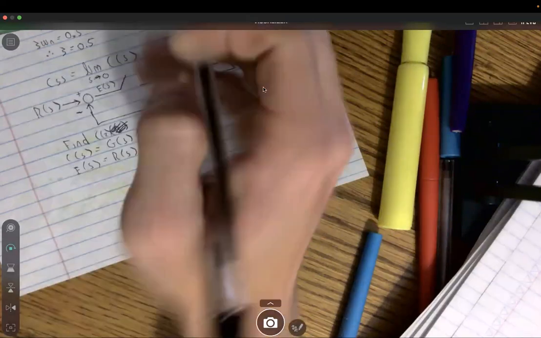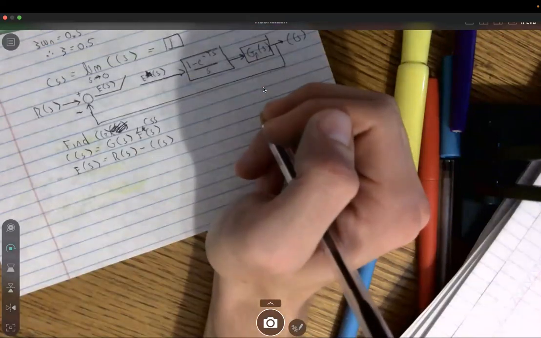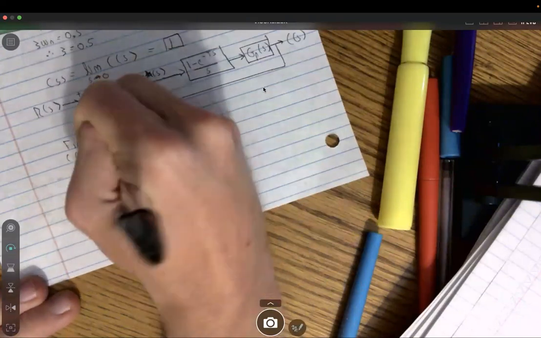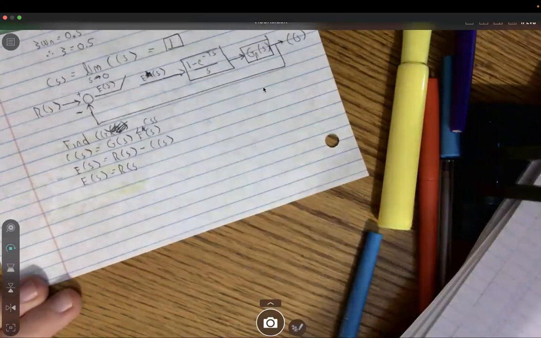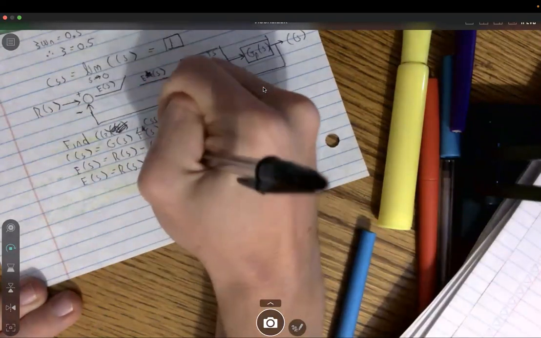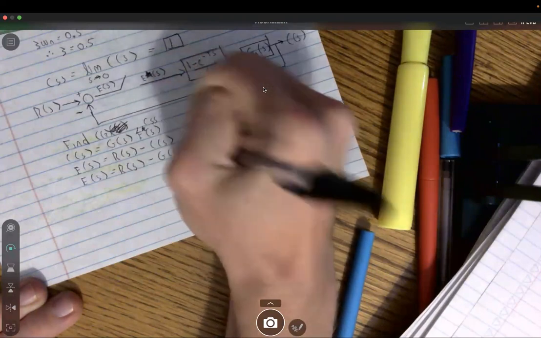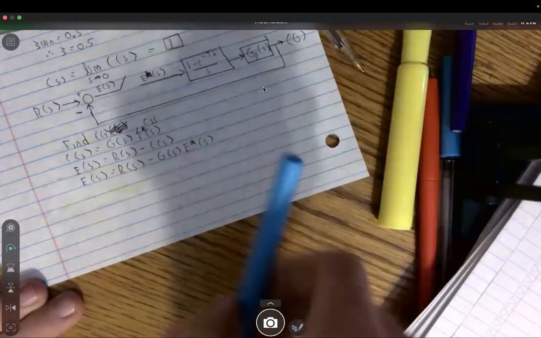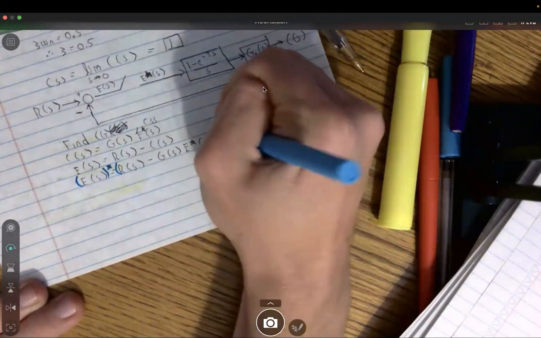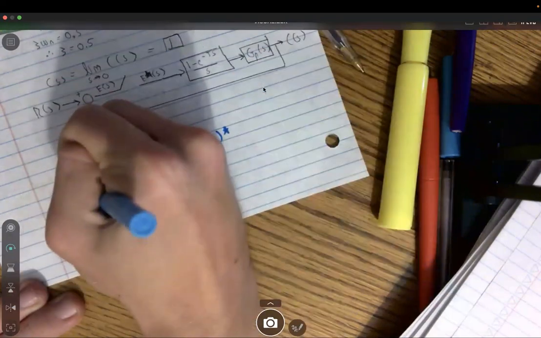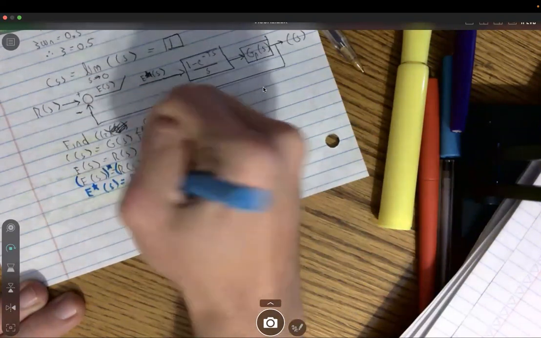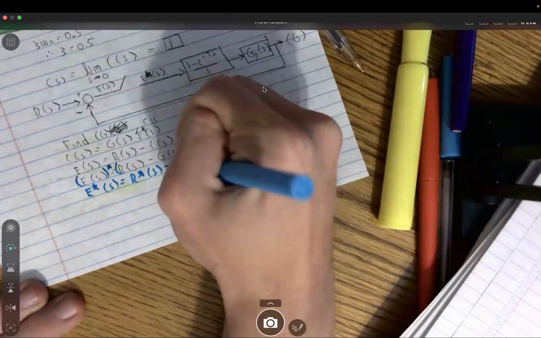So if we plug in what we know here, we're going to get our E of S is equal to R of S, and then minus G of S times E star of S. Taking the star transform of both sides, you're going to get star transform here, star transform here. And so E star of S is equal to R star of S, and then minus G star of S times E star of S.